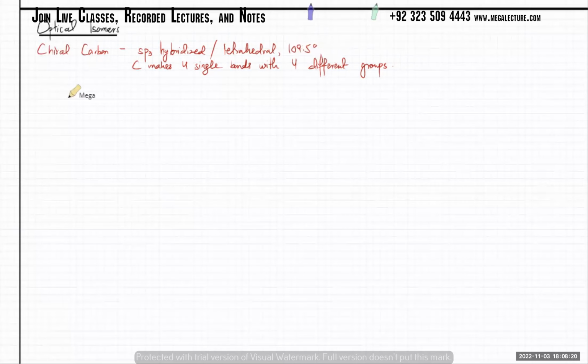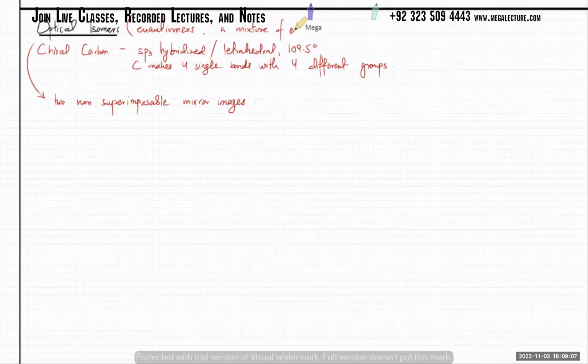And optical isomers: what you'll have is two non-superimposable mirror images. There's another name given to optical isomers, and that's enantiomers. And a mixture of enantiomers is known as a racemic or racemate mixture. So a mixture of enantiomers is known as a racemate.